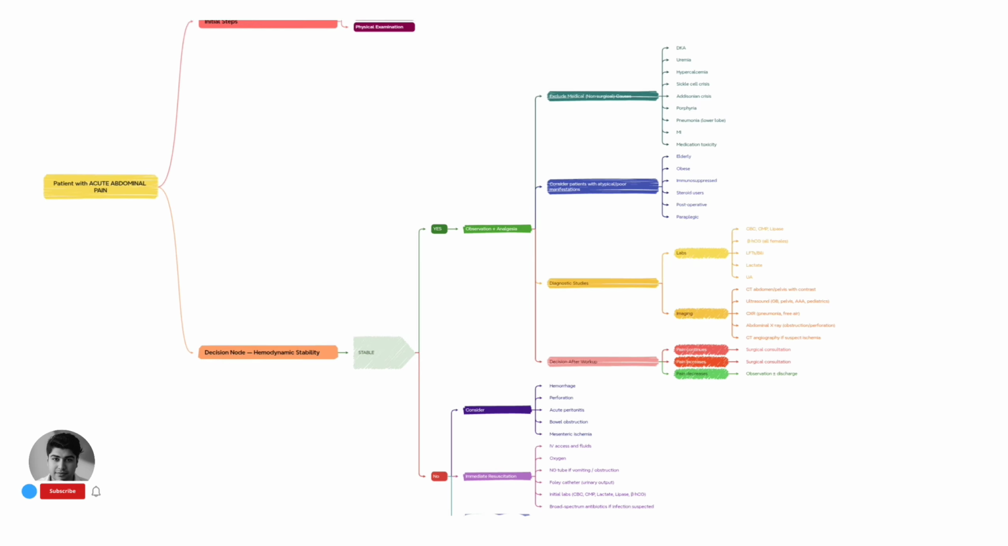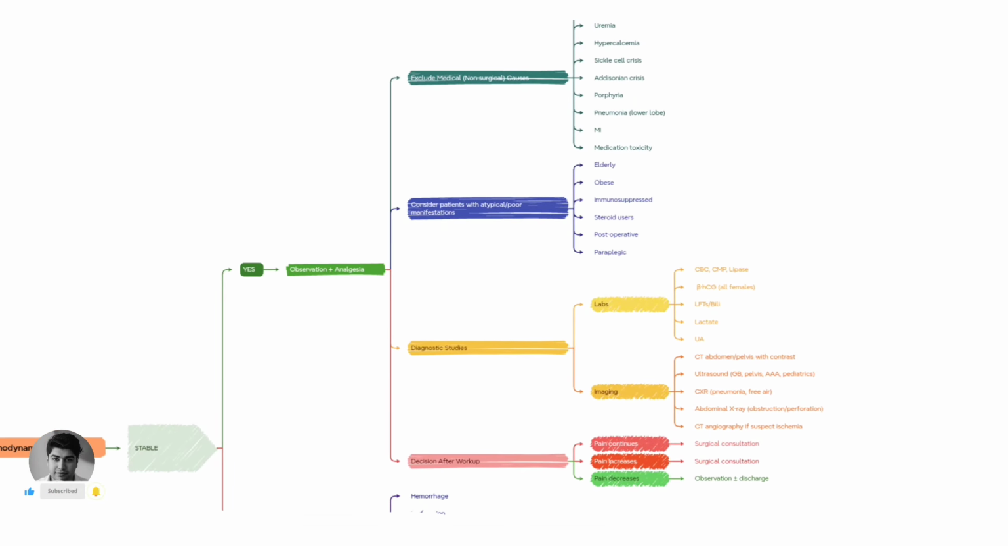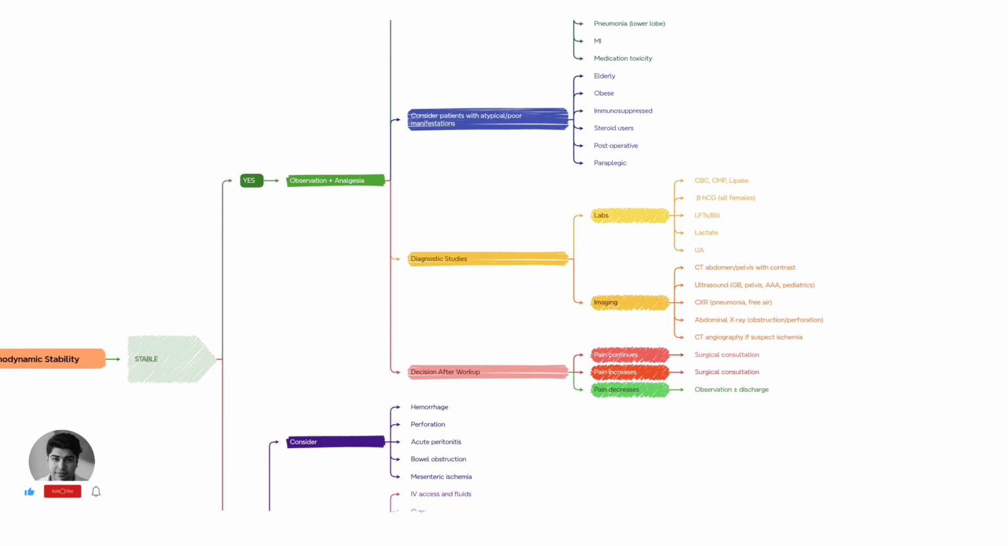And that's the full acute abdominal pain map: clean, structured, and ready for real clinical pressure. When shift chaos hits, this algorithm becomes your backbone.